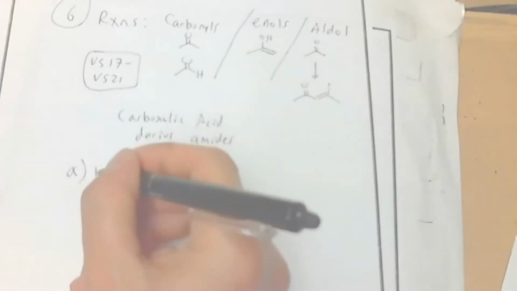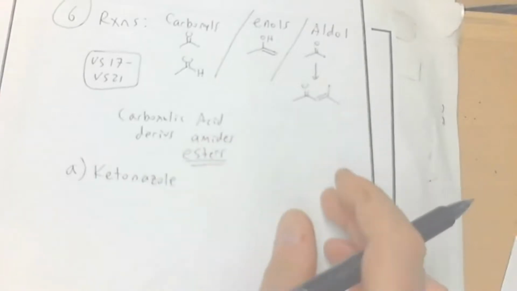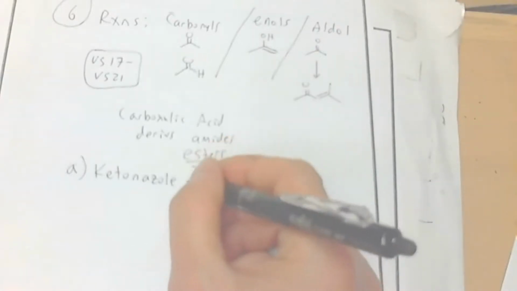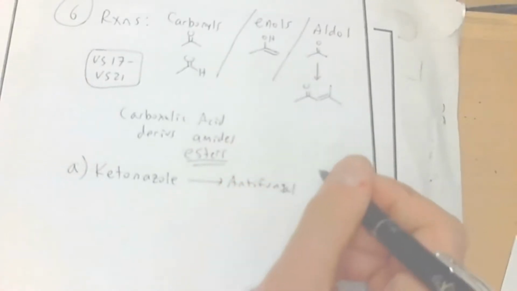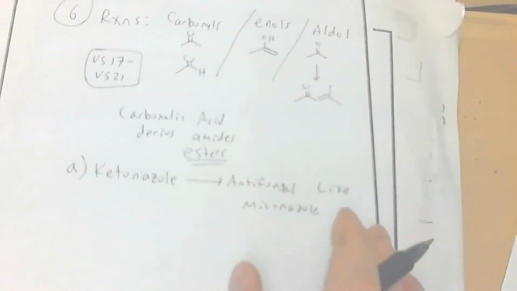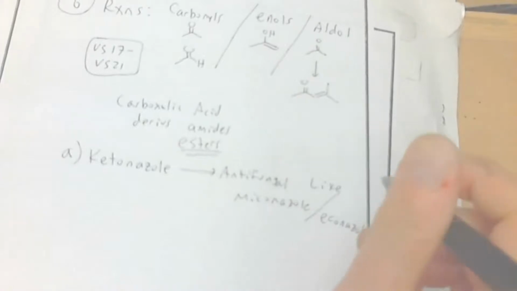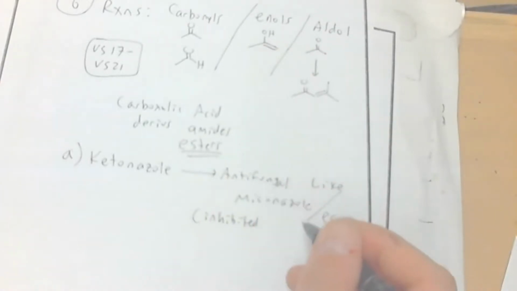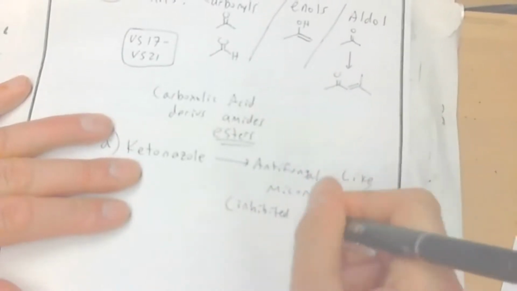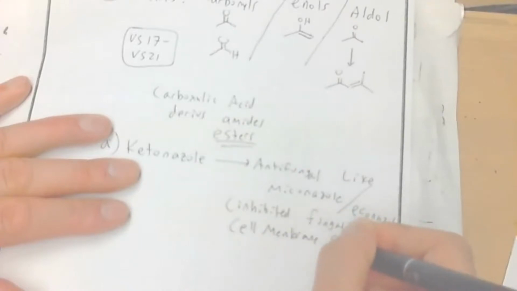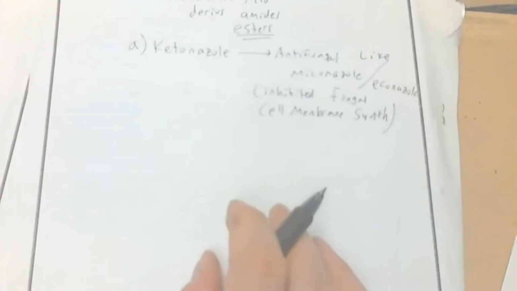It's called ketoconazole. Remember, like miconazole, it was one of the early ones we talked about. You'll recognize the general structure here in a second. So it's antifungal, and it was like miconazole and econazole. And those are the things that inhibited fungal cell membrane synthesis. Okay, and it has a really interesting structure and kind of a way to make it.